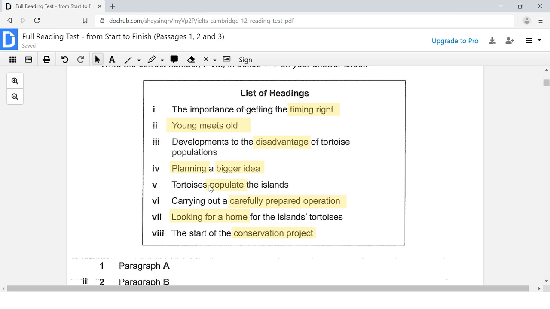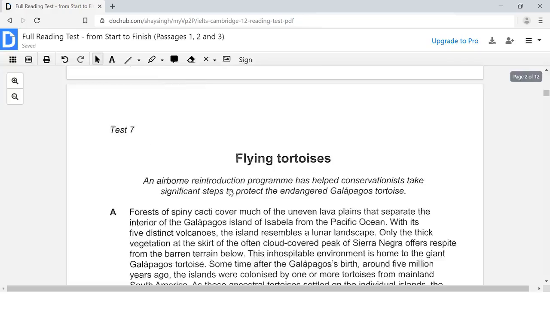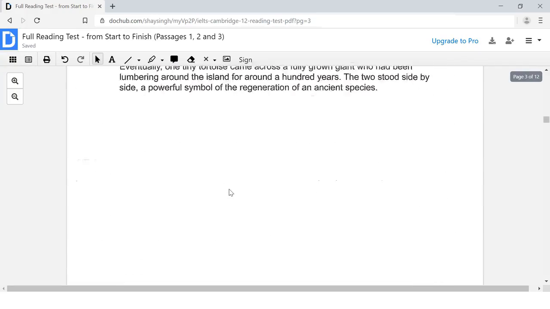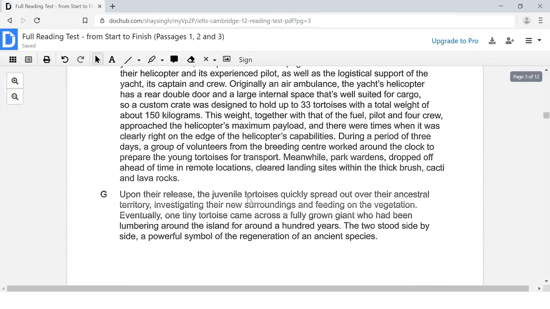Tortoises populate the islands. Maybe that, because it does say here how juvenile tortoises quickly spread out. But here it's really focusing on young tortoises. Juvenile means young, babies, children. That is what it means to be juvenile. So it could be that, but we're not sure, right? So when you're not sure, what you have to do is just read the final sentence of the paragraph, and then you can be sure.